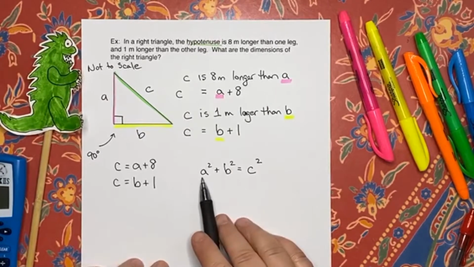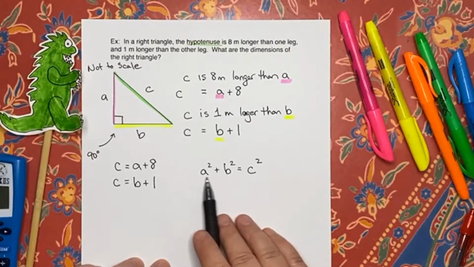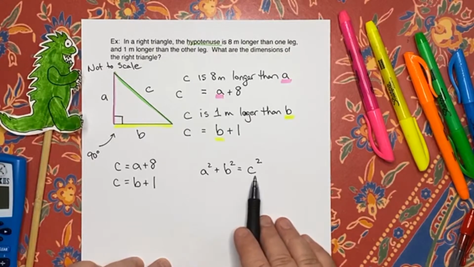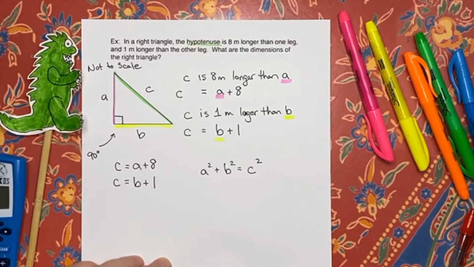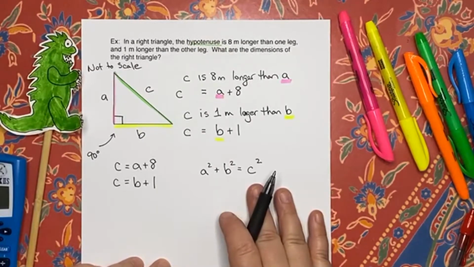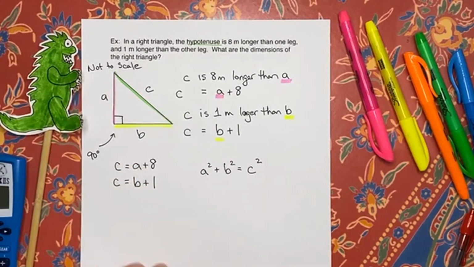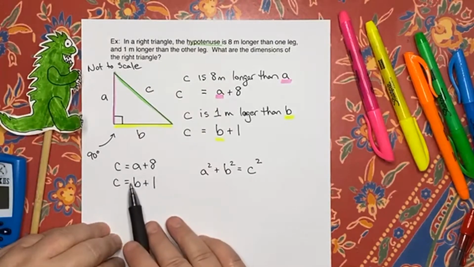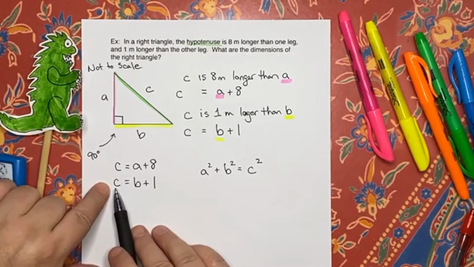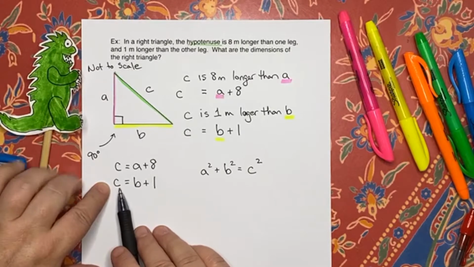Now, what I want to do is put something into this so that I only have one variable. Like in the previous problem, we put everything in terms of L. For this one, I've got a mess here. If you ever get yourself into a mess like this, because I've got C equal to two different things, which is just complicated.